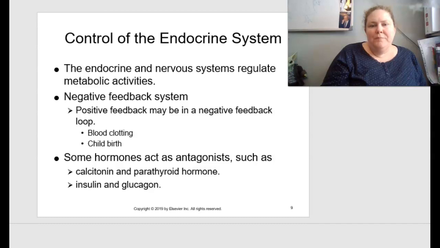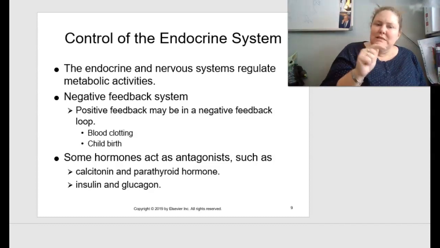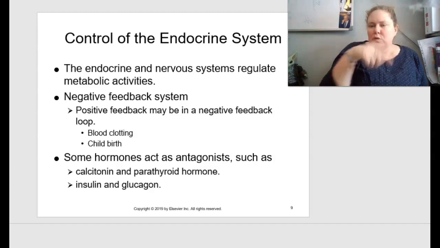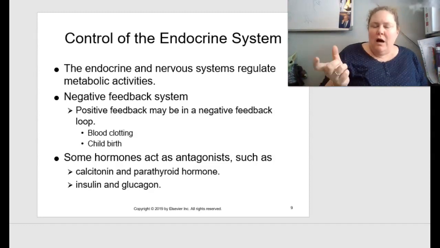And so the negative feedback system is basically how your body reacts to what's there in order to make adjustments to keep things at the homeostatic, or the correct, level. We also do have some positive feedback, but it's not as common. Negative feedback systems are the most common. But where we would have positive feedback would be in blood clotting or in childbirth.